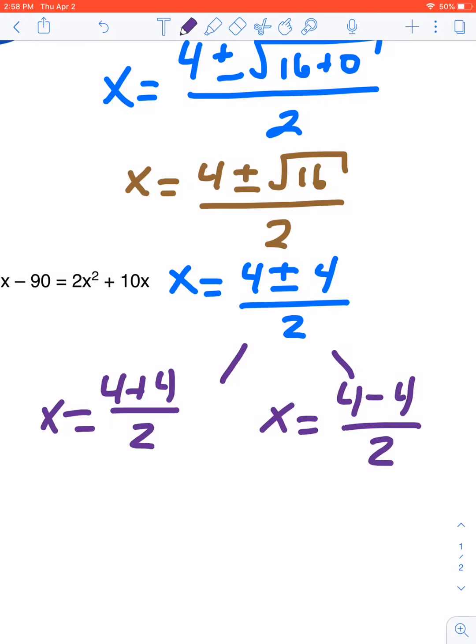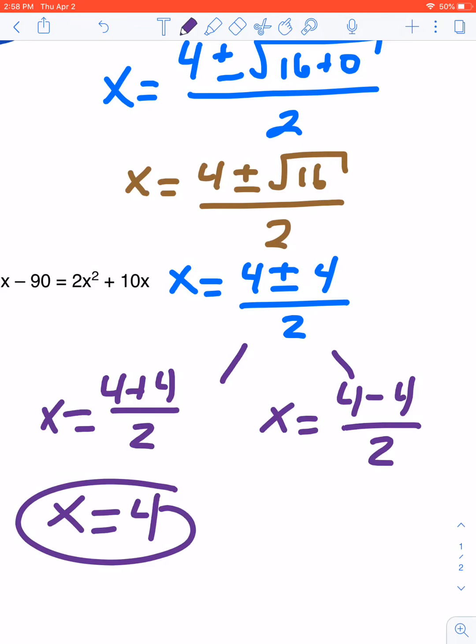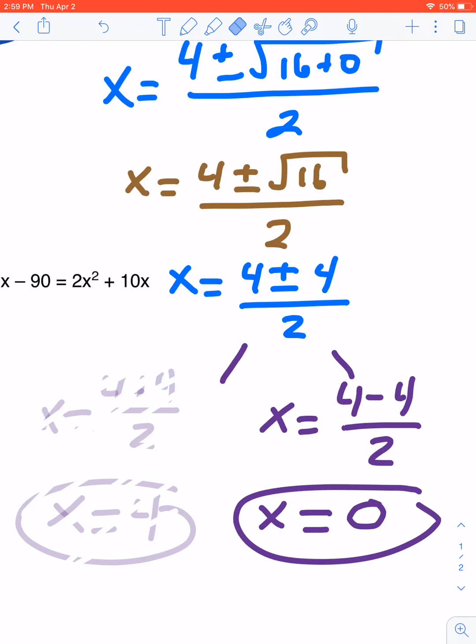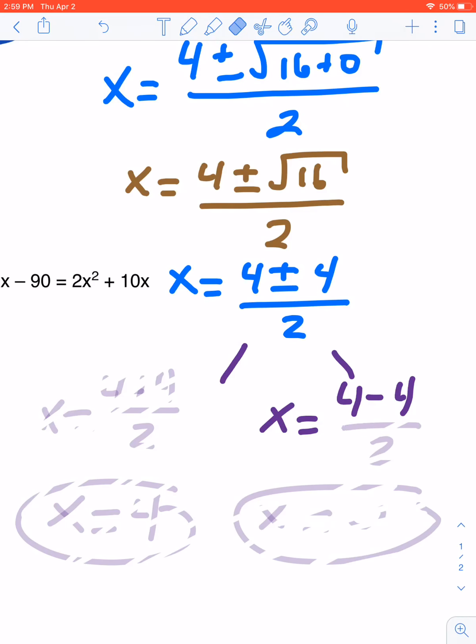4 plus 4 is 8. 8 divided by 2 is 4. 4 minus 4 is 0. 0 divided by 2 is 0. So our x-intercepts for this equation are at 4 and 0. So if I was going to graph it, those points would cross the x-axis. Okay? So that's how we handle our GCF here: all we do is divide everything by it.